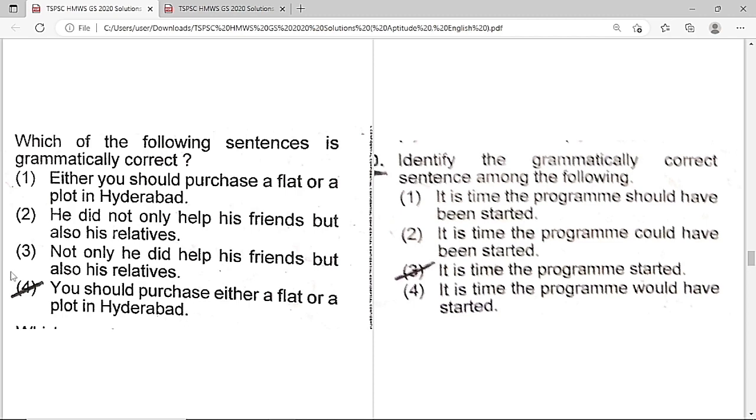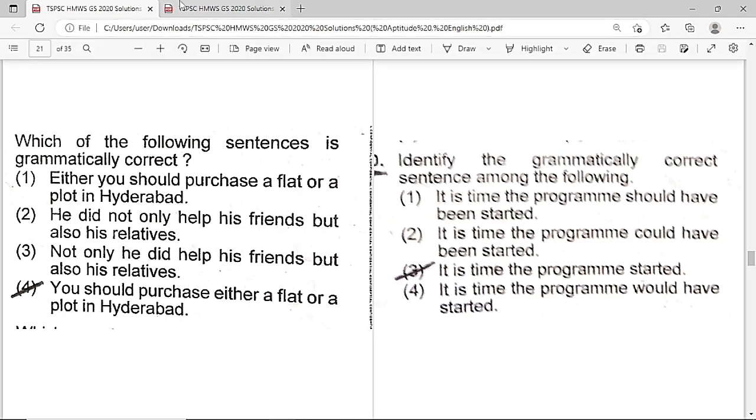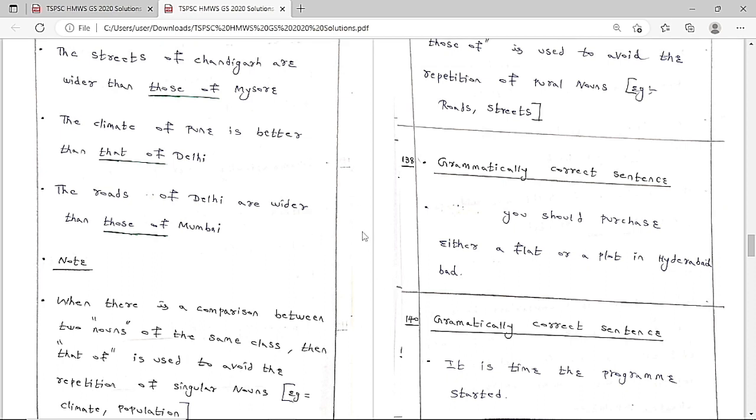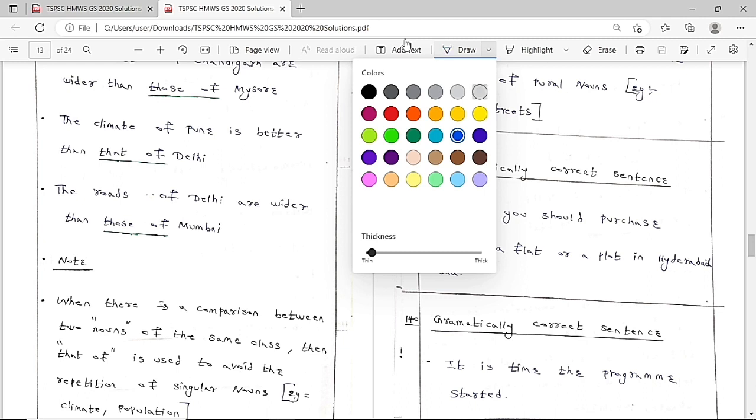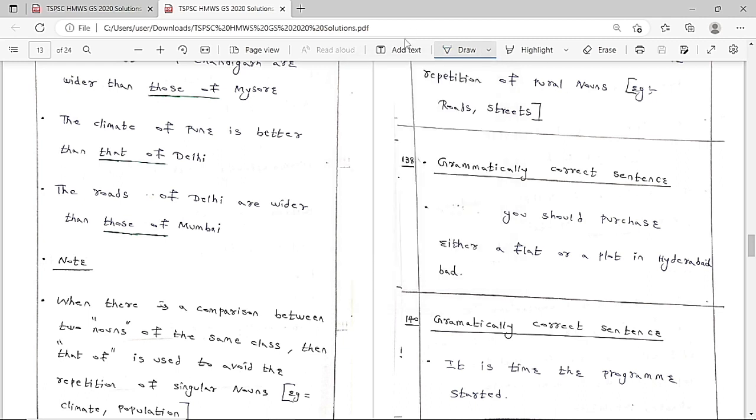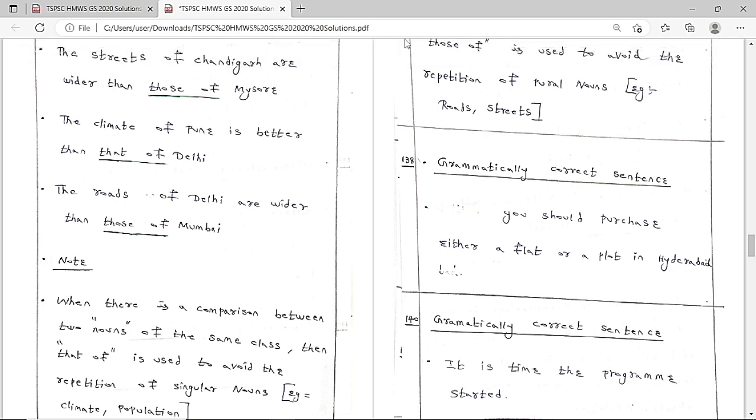So this is the grammatically correct sentence. Now we'll discuss something more about this one. The grammatically correct sentence is: you should purchase either a flat or a plot in Hyderabad. This is the point you always have to keep in your mind. In simple words, you should purchase either a flat or a plot in Hyderabad.